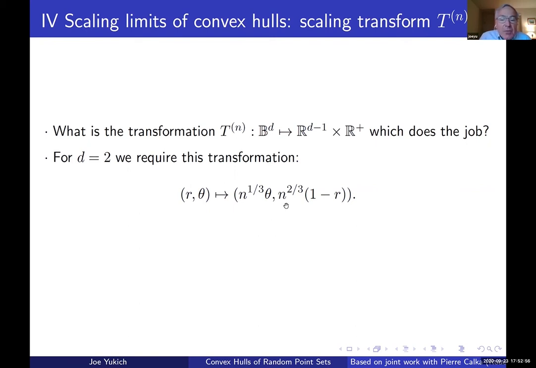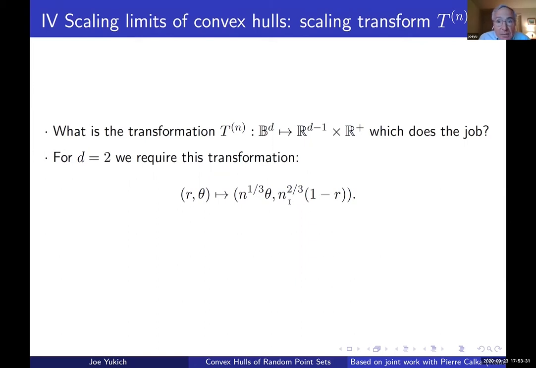Of course, there are other parabolic scalings besides these two. One could imagine, for example, n to the 4/3 and n to the 2/3, or n to the 10th power and n to the 5th power. We've chosen this one for a reason, and the reason is that this transform takes the unit disk and sends it to a region in the upper half plane of area roughly equal to n, the product of n to the 1/3 and n to the 2/3.